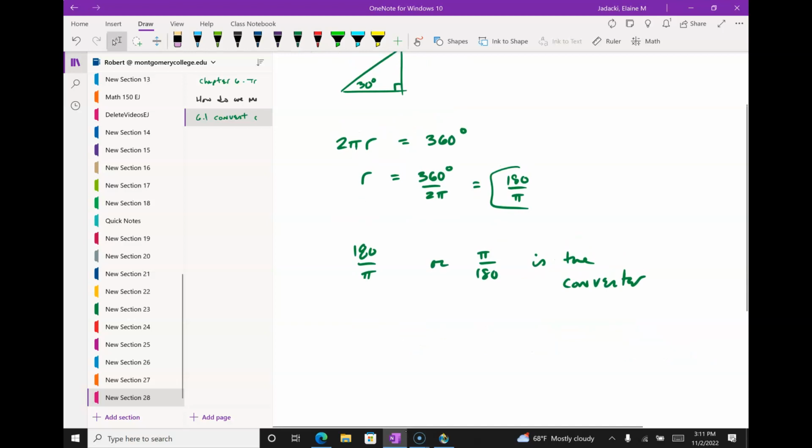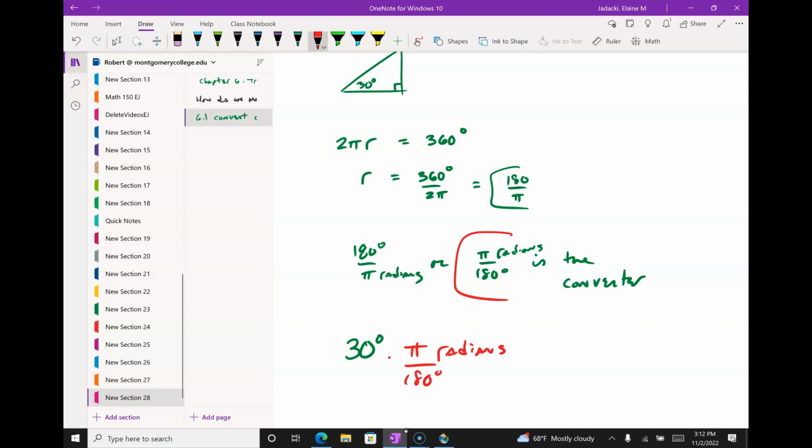So if I have 30 degrees, which one do I want to use? Remember, I want to convert this. I don't want it to be degrees anymore. I want degrees to cancel. So this is 180 degrees over pi radians, or pi radians over 180 degrees. Which one do I want to use, the first one or the second one, to cancel my degrees? The second one. So I have pi radians over 180. By the way, these guys are equal to each other, right?